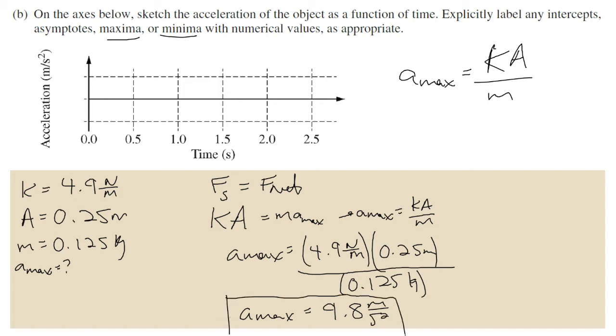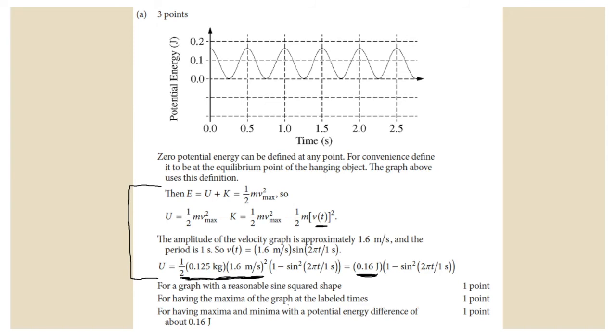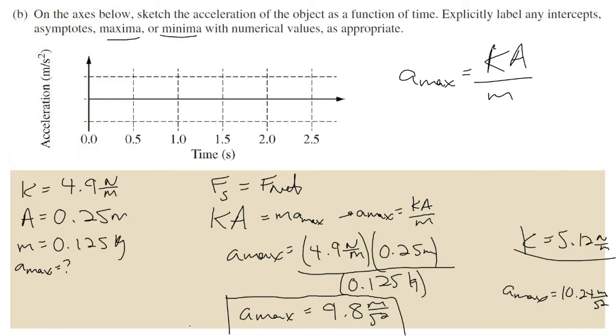that's just a coincidence. Now, just to be clear, if you use the spring constant as 5.12 newtons per meter on this part, you end up getting 5.12 times 0.25 divided by 0.125, and that ends up giving you 10.24. And so I think the basic idea here is this thing is supposed to be in the ballpark of about 10. Now notice, for the scoring guide for the last part, it just said, for having maxima and minima with a potential energy difference of about 0.16, they were not going too nuts about the values for this question.